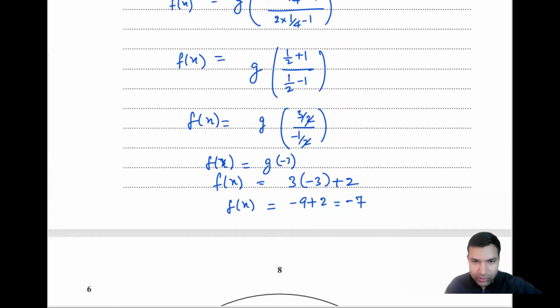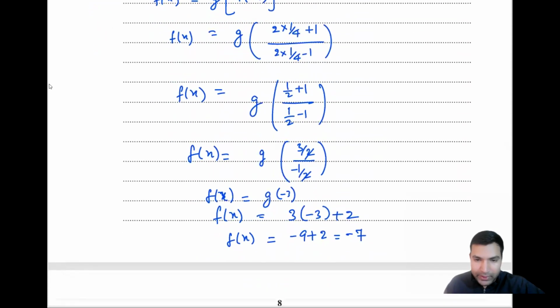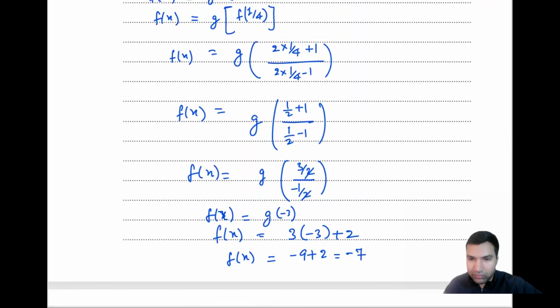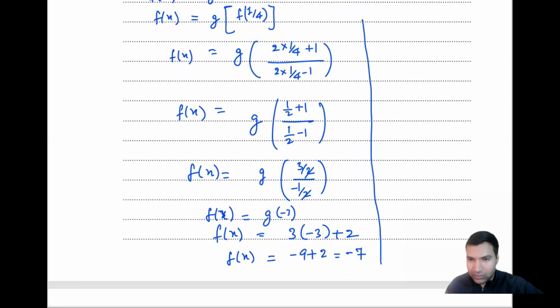Now I need to find the value of x. That is what they have asked. Solve the equation. Solve the equation means get the value of x. Therefore, we get f of x is equal to negative 7. Now don't do this: 2x plus 1 over 2x minus 1 equal to negative 7 and then solve for x.